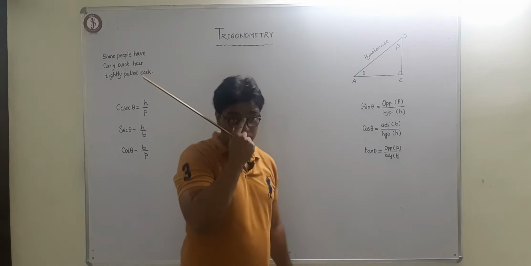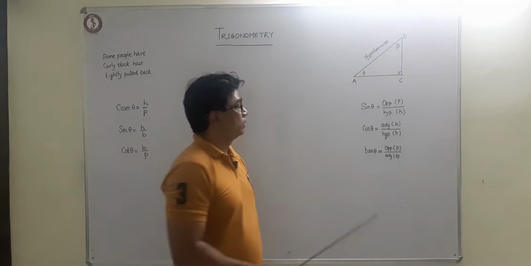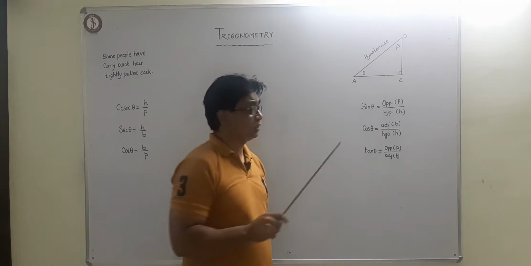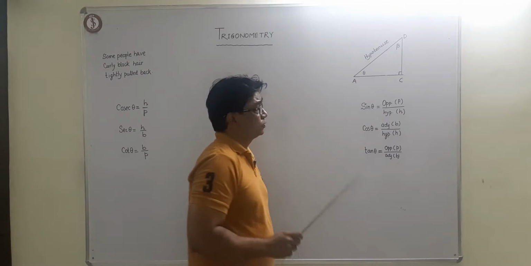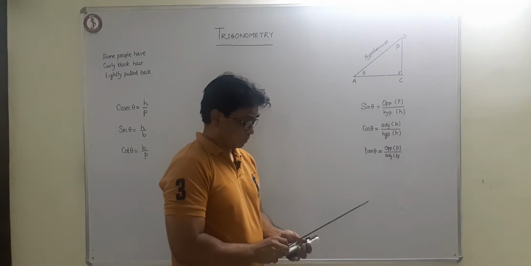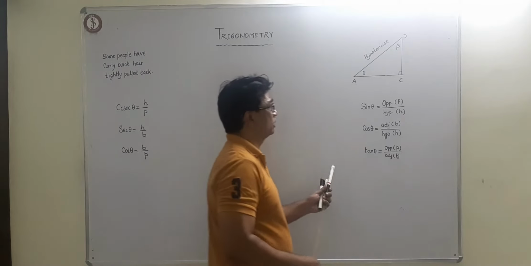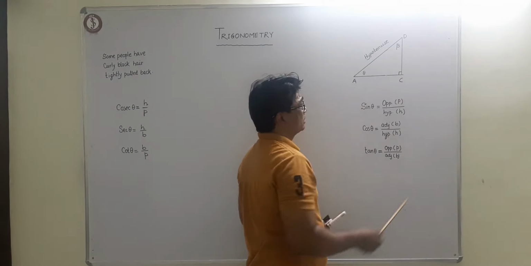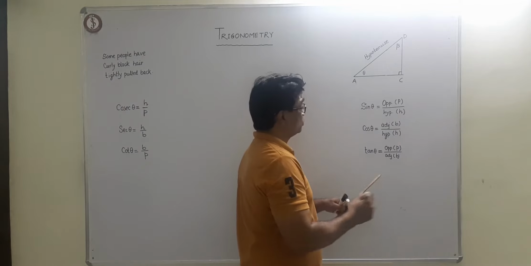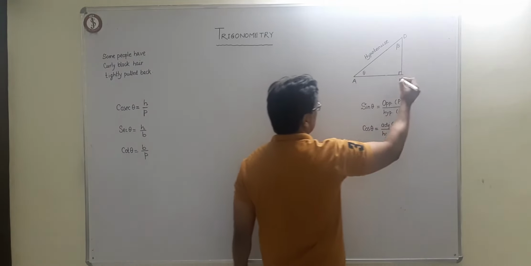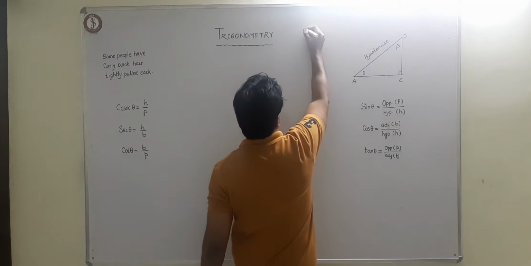So let us try to understand. I take theta as one of the acute angles. So theta, the side in front of theta, the side opposite to theta is what side? DC. The side opposite to theta is DC. So DC will be called the perpendicular for theta.